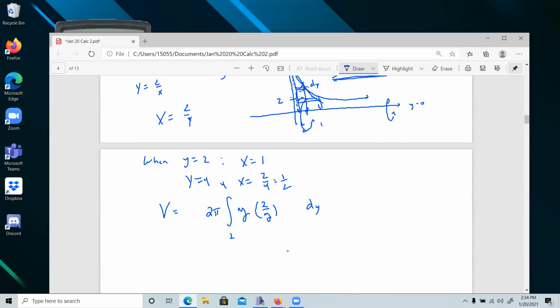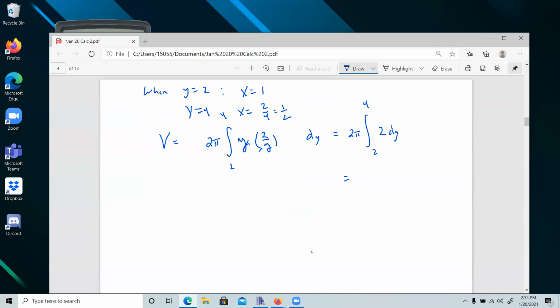Nice integral, right? The y's just cancel. So we have 2 pi times 2 dy from 2 to 4. So we end up with 4 pi integral from 2 to 4 dy. So this is 4 pi y going from 2 to 4. So this is 4 pi times 4 minus 2, which is, I believe, 8 pi. All right, so that's that problem.